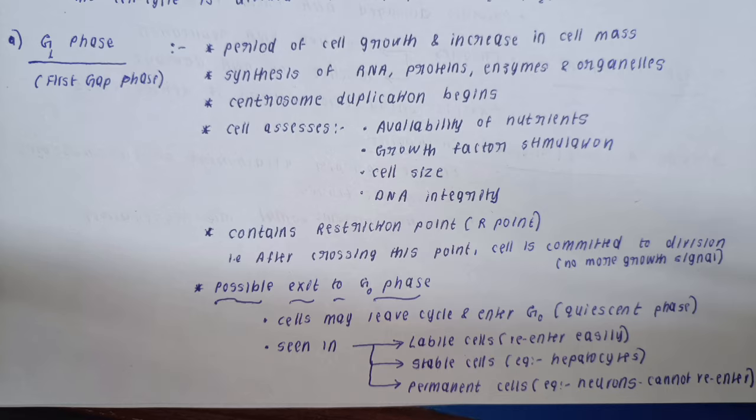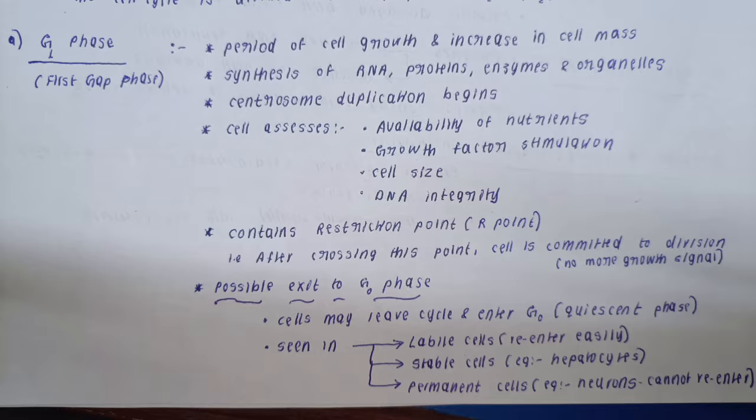Coming to the first phase, that is G1 phase. See, there are basically interphase and M phase in a cell cycle. Interphase includes G1, S, and G2, and the M phase is a separate one. G stands for gap, so gap phase, first phase, second phase, like that, and S is for synthesis, and M is for mitosis. So G1 phase is nothing but first gap phase.